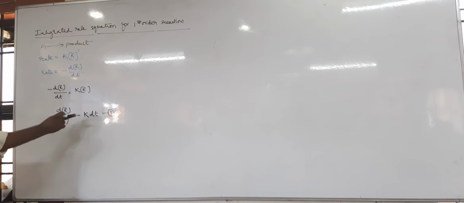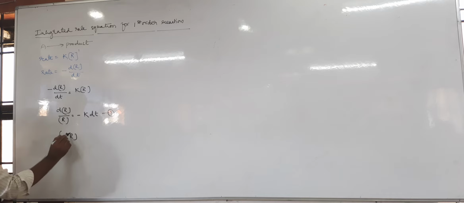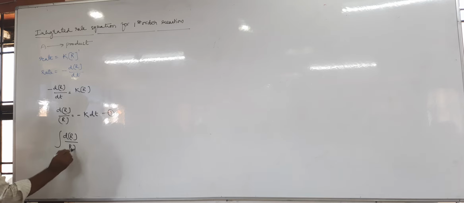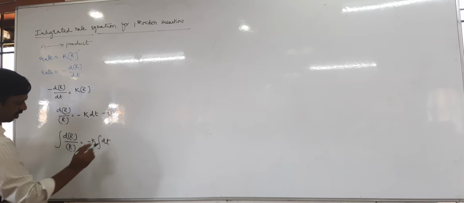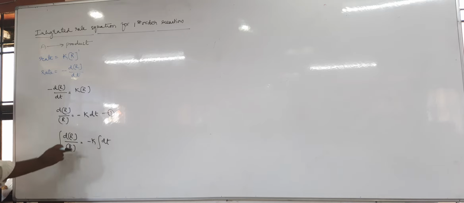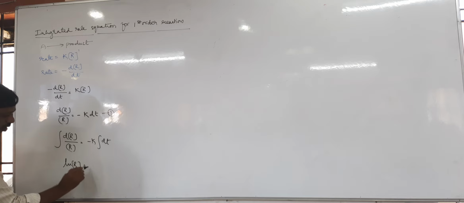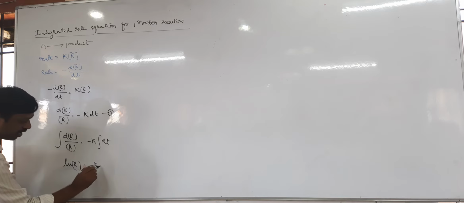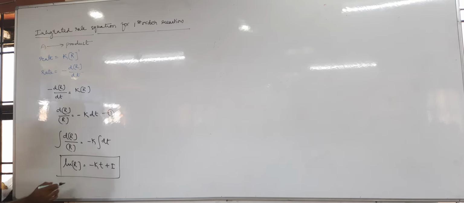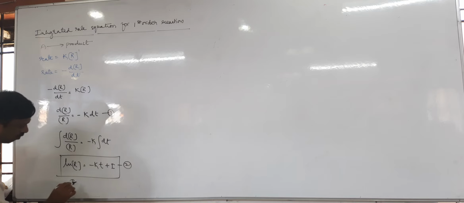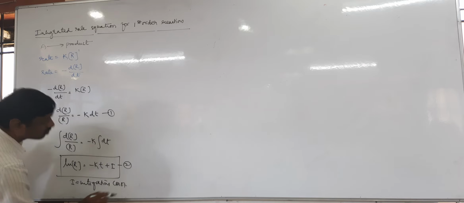So integration for equation 1. So what do you get? dR by R equal to minus K into integration of dt. And then tell me here, integration of dR by R equal to, you will get ln R. Here minus K as it is, integration of dt is t plus I. I is an integration constant. Equation 2 where I is integration constant.